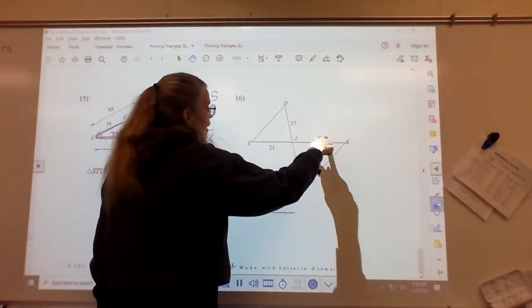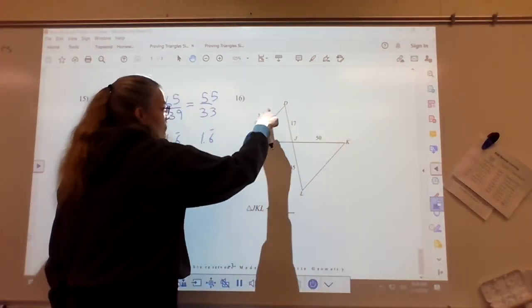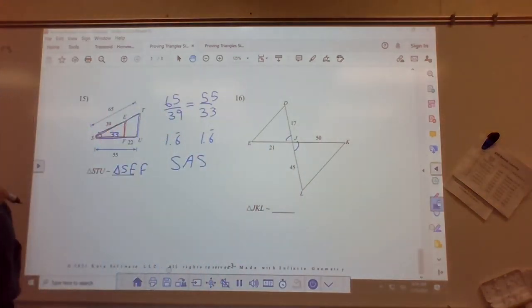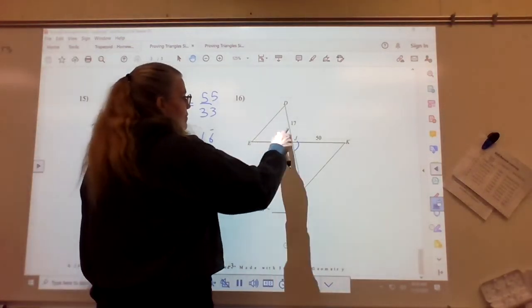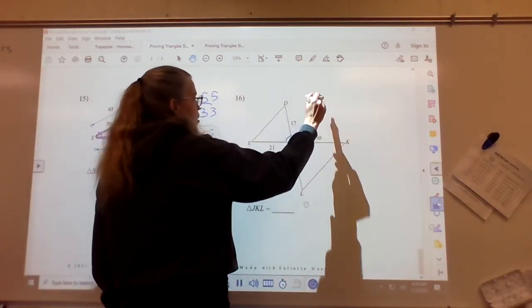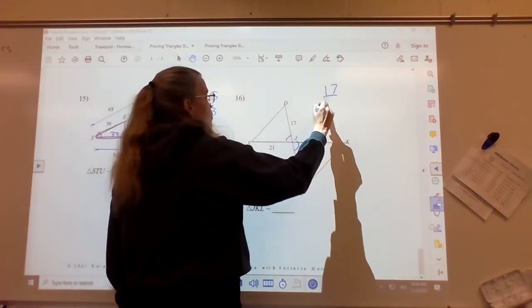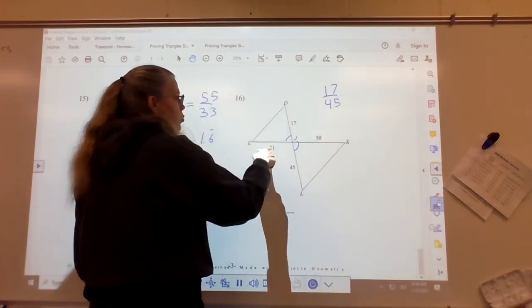I've got my bow tie going on. Anytime you've got this bow tie figure 8, mark those verticals. Mark those verticals. We've used vertical angles probably 200 times. Out of these two, 17 is small. Out of these two, 45 is small. Then 21, 50.